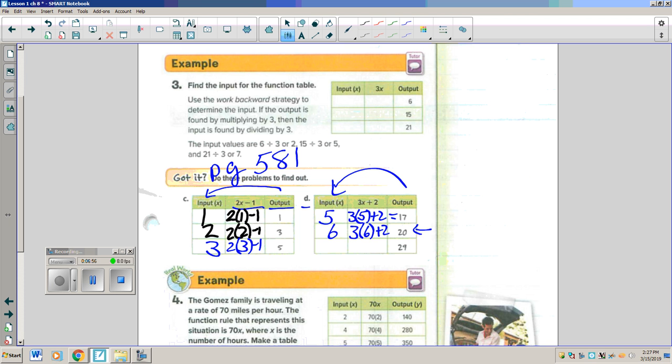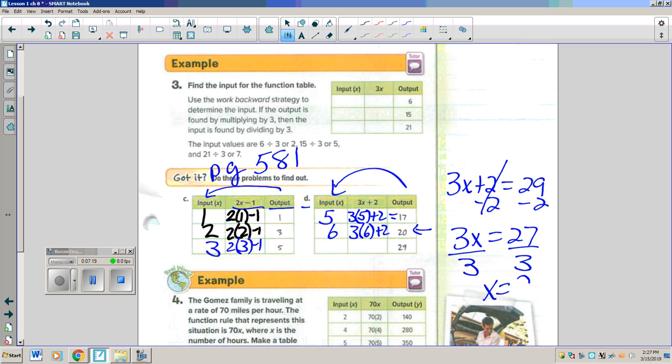Pause the video again. Try the third one. Did you pause? Did you try? 3x plus 2 equals 29. Subtract 2, cross out. 3x equals 27. Undo multiplication with division. X equals 9. 9 goes here. 3 times 9 plus 2 is 29.